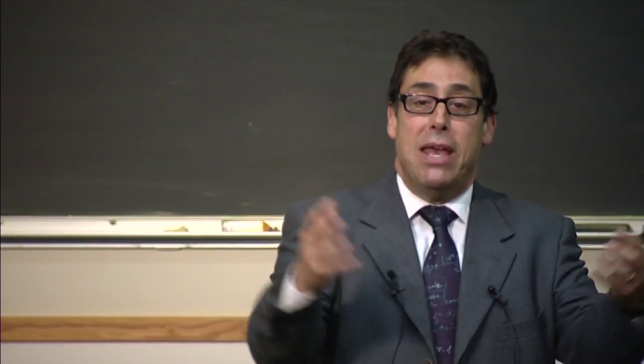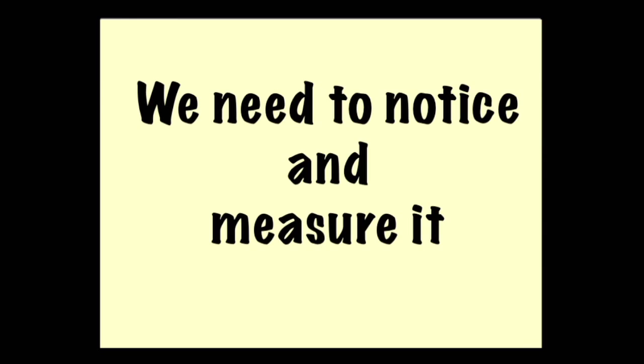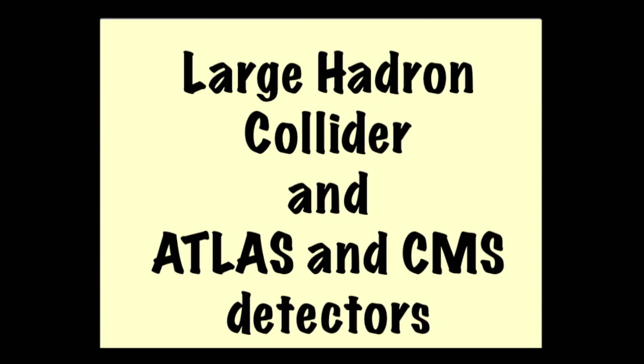OK, so we need to not just make this interesting thing like the Higgs by smashing particles together. We actually need to notice that we've made it. And that's harder than you think, because we're making lots and lots of stuff, and it's very small. And it all decays into just a few types of things. And so we have to build a very large machine called the Large Hadron Collider.